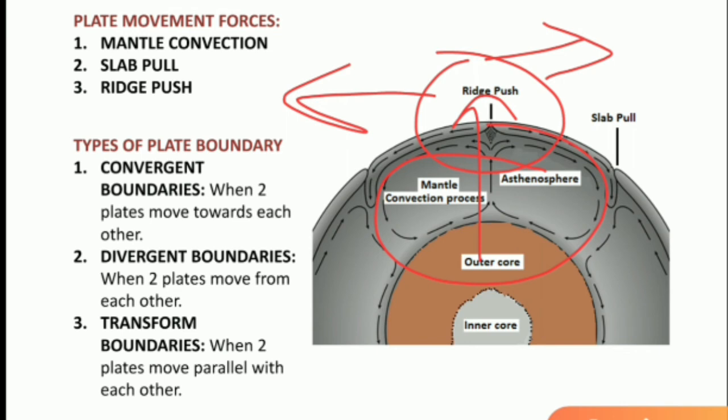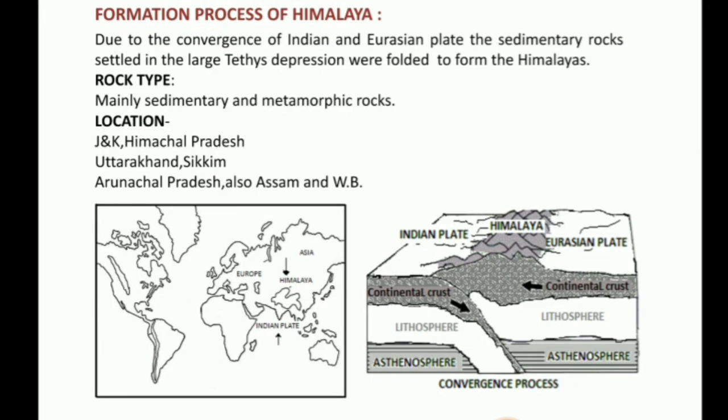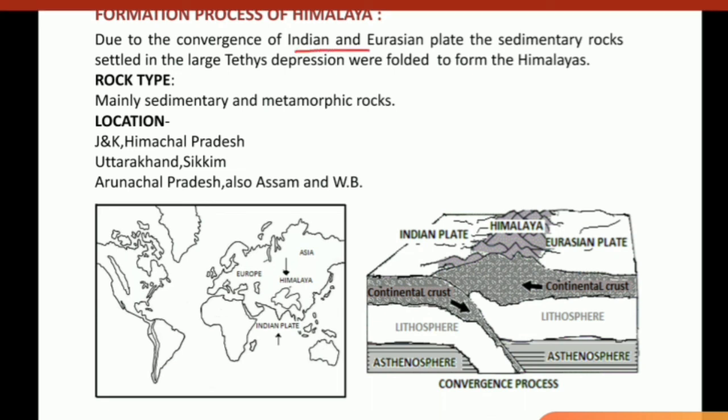So these three important forces, mantle convection, slab pull and ridge push, are the main responsible factors for the movement of those plates. We have already discussed the formation process of the Himalayas, right? Now just have a look. Due to the convergence of the Indian and Eurasian plates, the sedimentary rocks settled in the large Tethys depression were folded to form the Himalayas. Just have a look at this map.